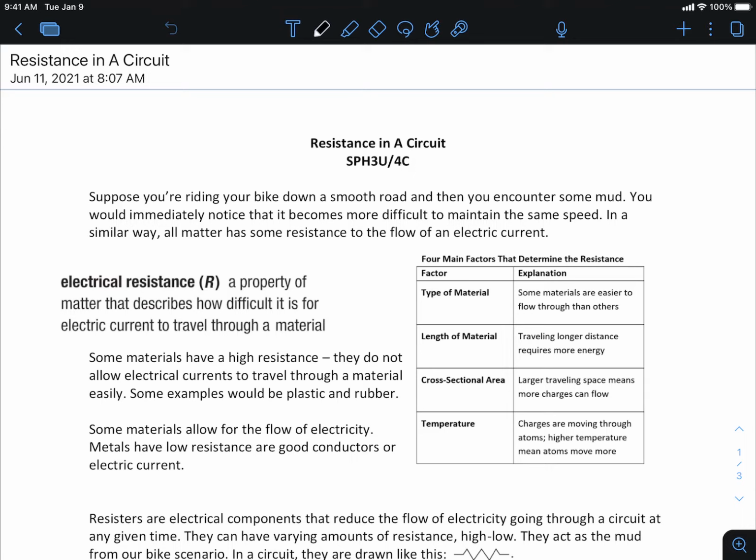And if we relate that to electrical resistance, it's a property of matter that describes how difficult it is for electric current to travel through a material. That's just the definition. And I tried to spell some stuff out for you. There are four main factors that determine the resistance. We've got the type of material, so some stuff is easier to flow through than others. Length of material, and cross-sectional area, how big it is.